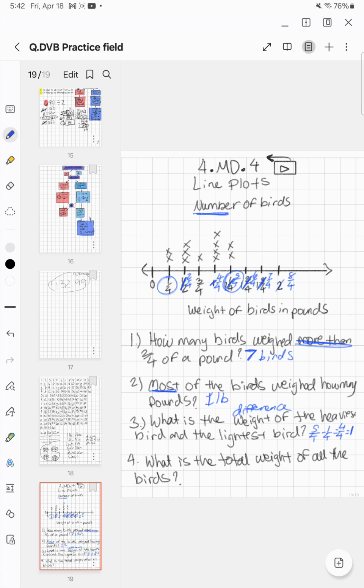Now, this last one throws a lot of students off. So what I'm going to do here is erase the other questions so I can dive into the hard question, which is finding the total amount.